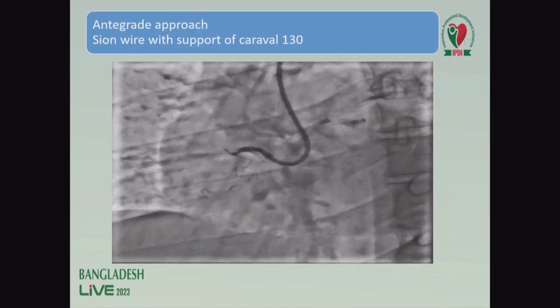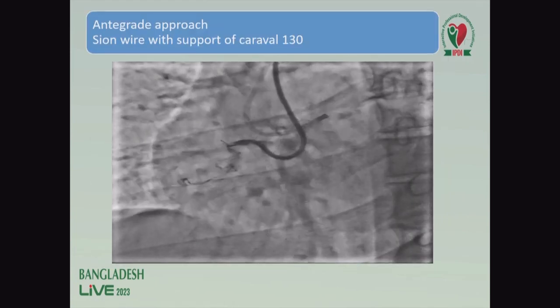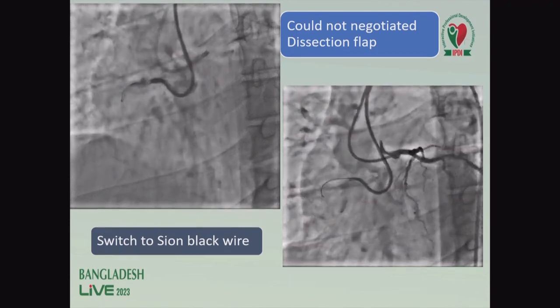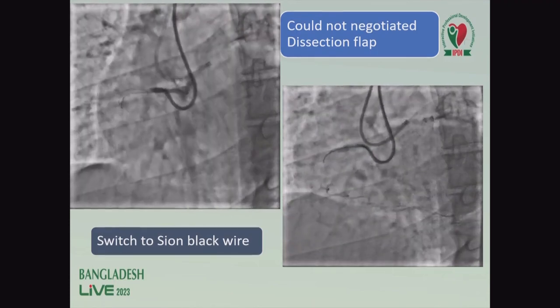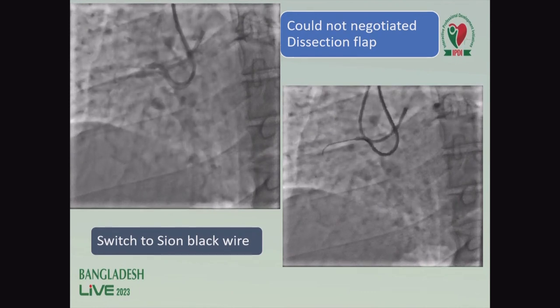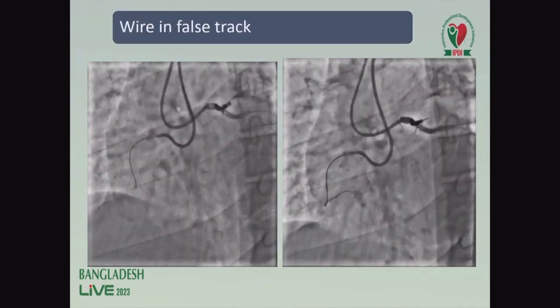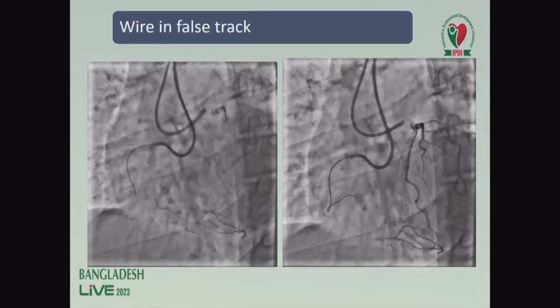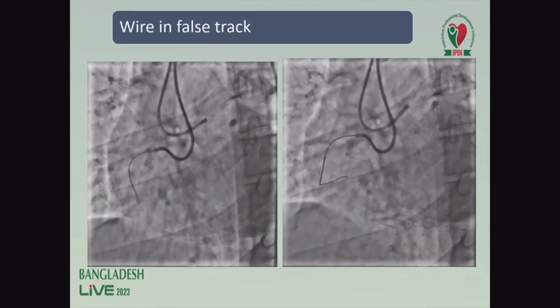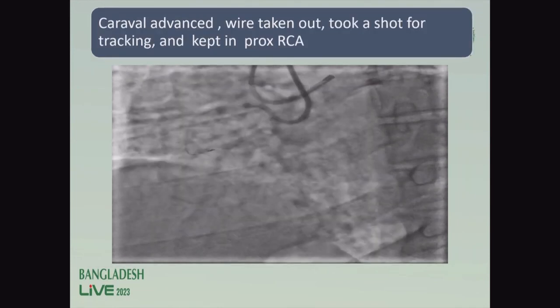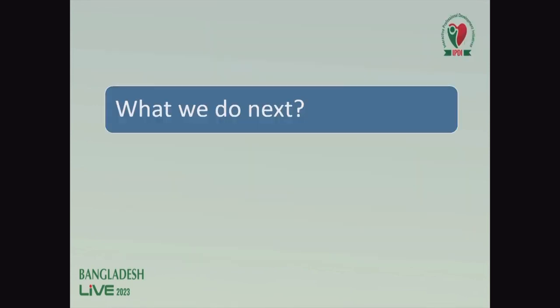First, we approached antegrade. We took a Sion wire with the support of Corsair and tried to negotiate, but could not, and it went to the dissection flap. We switched to the Sion Black wire and tried again and again, but it did not negotiate and cross the lesion, frequently going to the false track. Corsair was advanced and then taken out, and we took a shot for tracking, and it was kept in the proximal RCA. So what to do next?